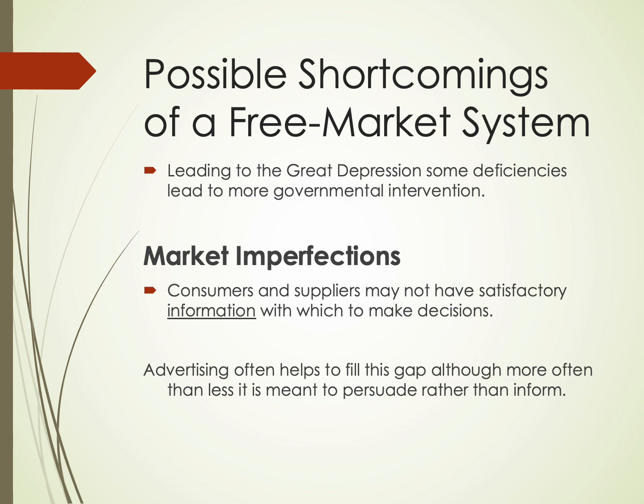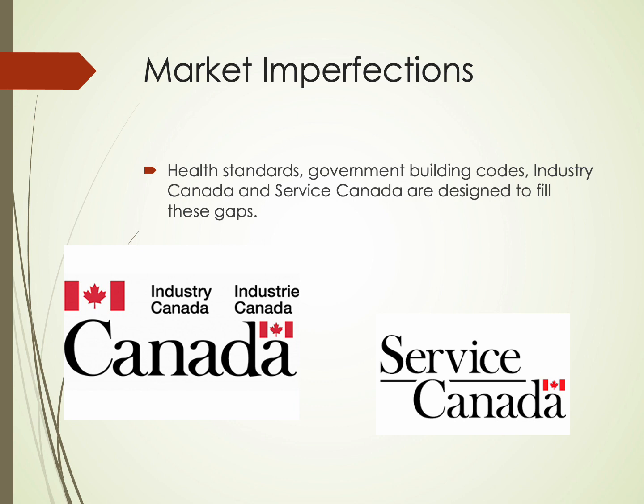But this is the issue that we talk about, which is about the market imperfections. One of them is your accessibility to the advertisement, which is not the same for all of the companies. Now, health standards, government building codes, Industry Canada and Service Canada are designed to fill the gaps. So these are all, again, governmental services, and we went over the governmental services already. So I will not go more into detail, but we are going to have some discussions in the next slide.